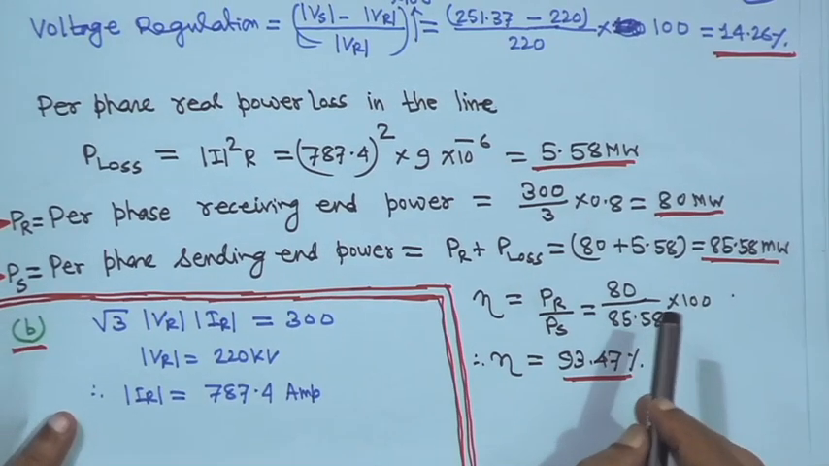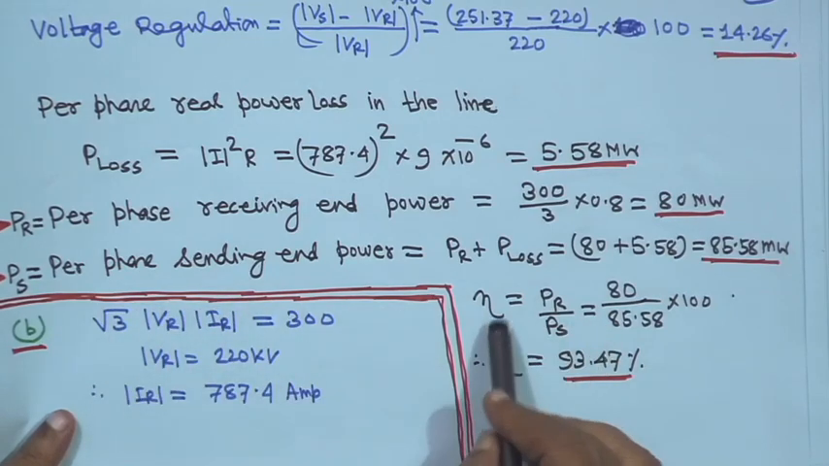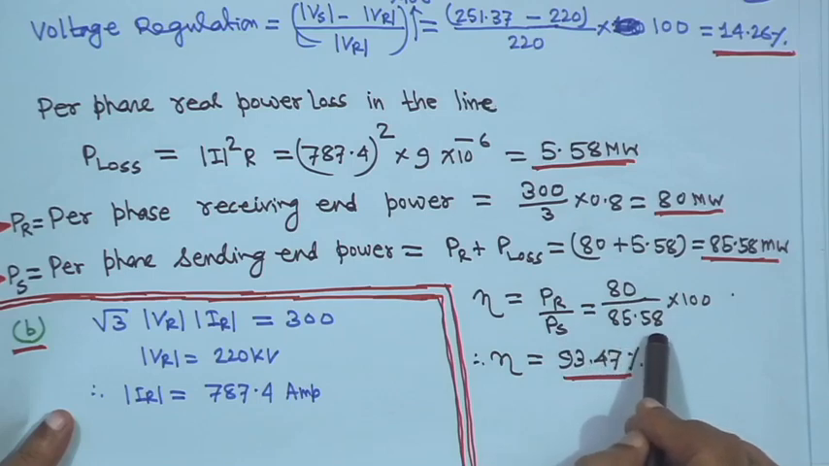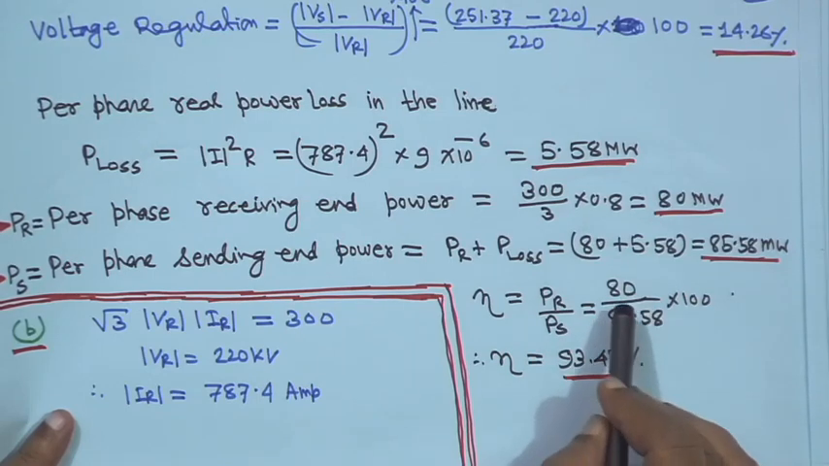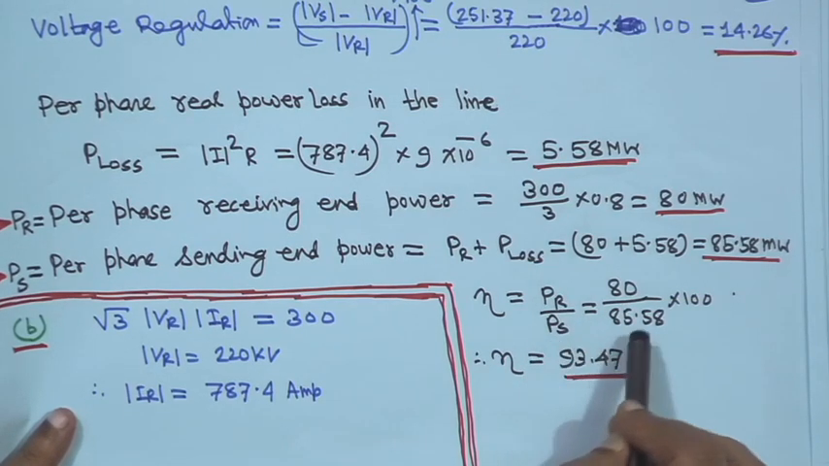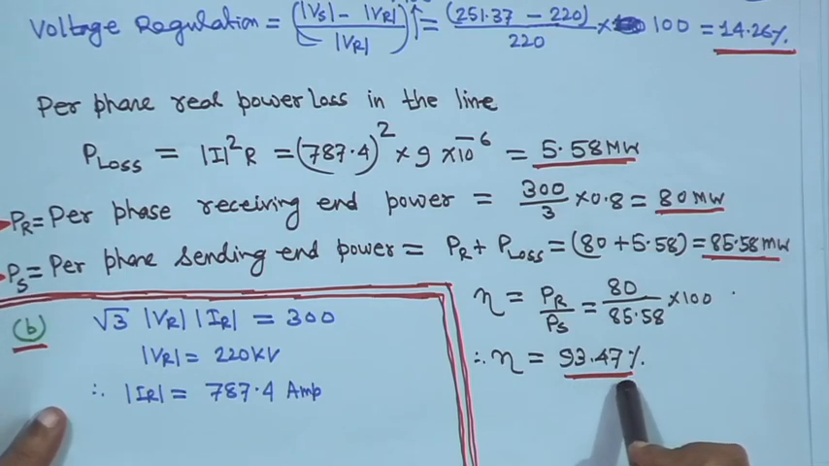Therefore, efficiency, do not come to this side, this is part B. Efficiency is equal to PR upon PS, that is 80 upon 85.58. So, 93.47%. This receiving end power means output and sending end power means input. So, 80 upon 85.58 into 100, 93.47%, this is the efficiency.